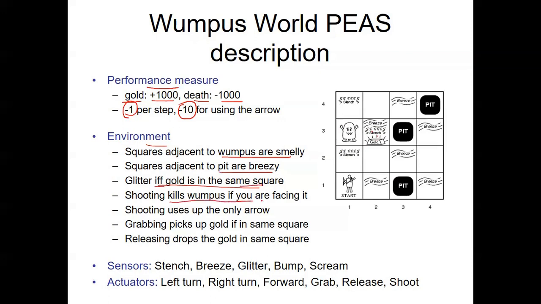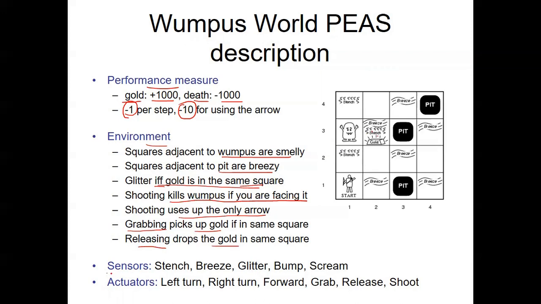Shooting kills the Wumpus if you are facing it. So shooting will kill the Wumpus if the agent is facing the Wumpus. Shooting uses up the only arrow, right? And there is an action the agent can do for grabbing the gold. Grabbing is an action used to pick up the gold if the gold is in the same square. And releasing is also an action the agent can do, which is used to drop the gold, right?